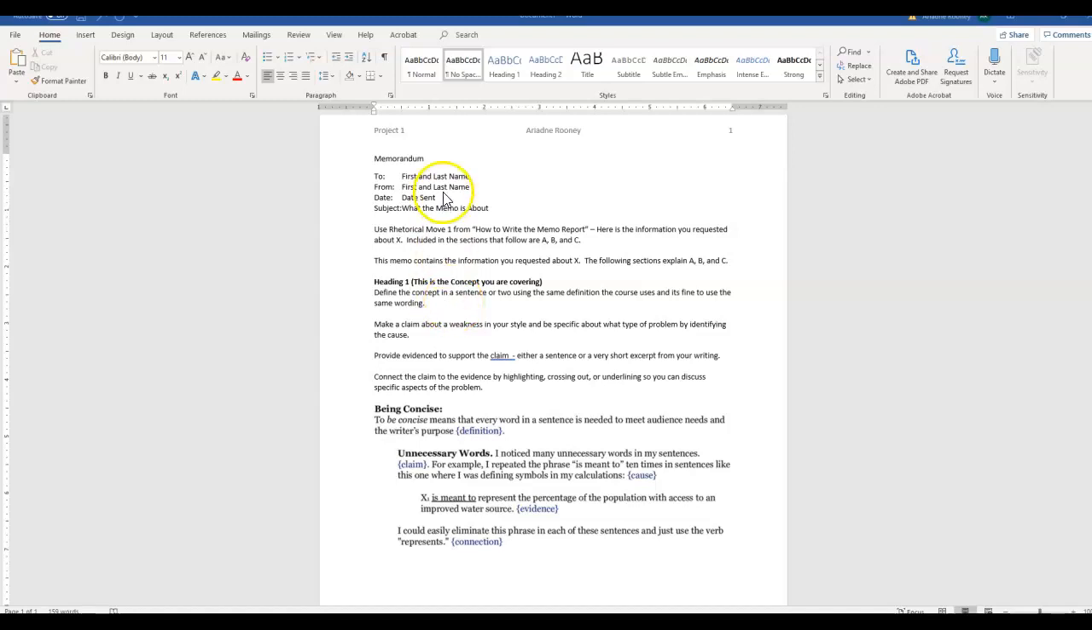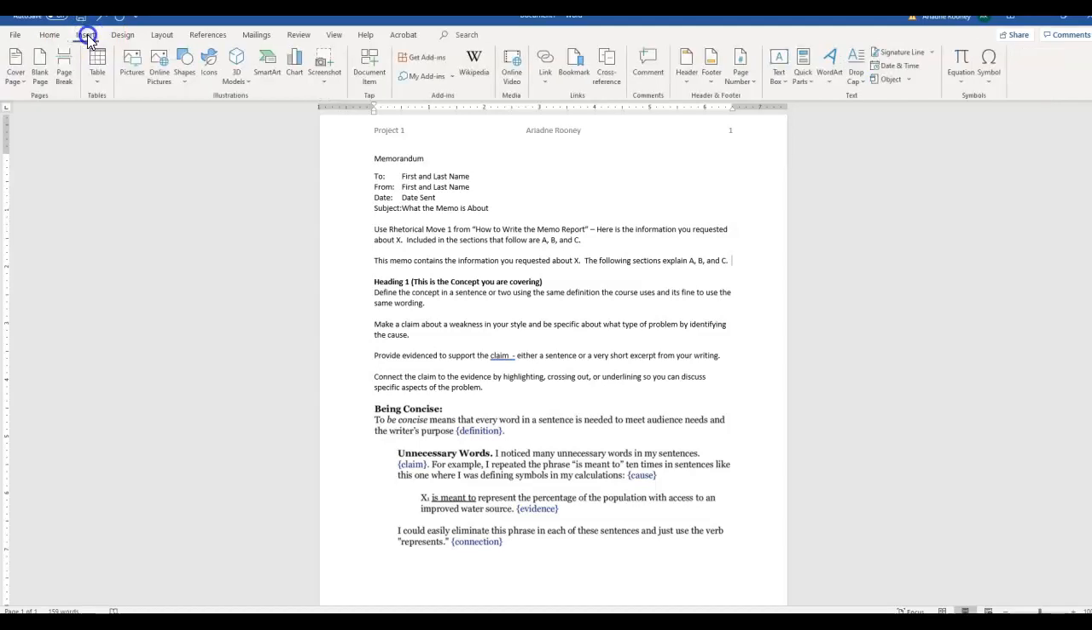I start by making a header right here. You can do that by going to Insert right here, and you can insert a header. Insert header right here, and that's where you can put all your stuff up here, the normal memorandum stuff. You can find all that in the slide shares, over in the week 2 stuff. It tells you what to put up here: memorandum to, from, date, subject.